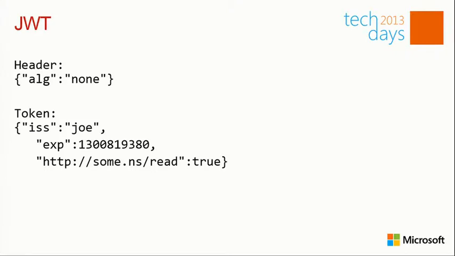So the ISS is the issuer of the token, is Joe. This means that this token has been provided by the resource owner, so by me. If I go to Twitter, the issuer will contain my Twitter username because I basically was okay with the fact that this token would be issued by the authorization server. The EXP is the expiration timestamp. So you see there's always an expiration on this type of token. And you also see there's some strange HTTP URL in there with a true as the value.